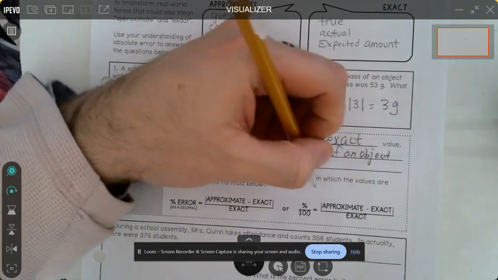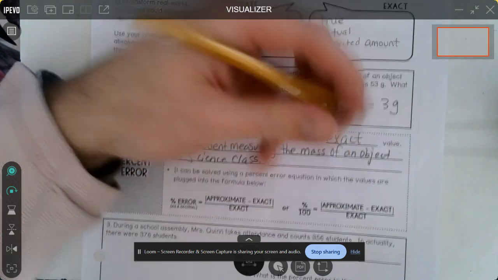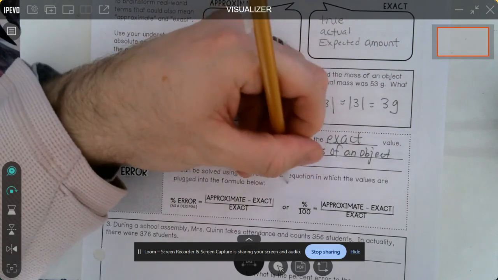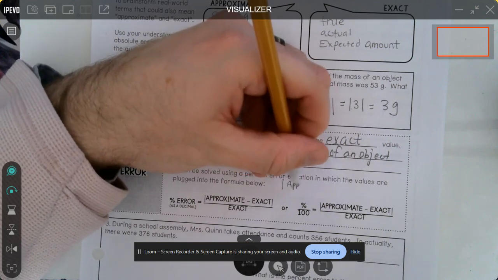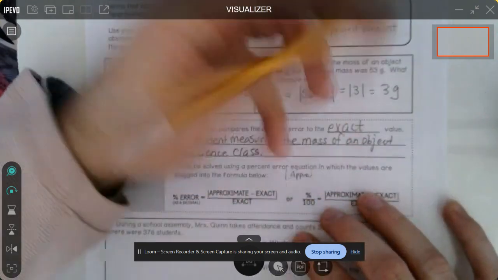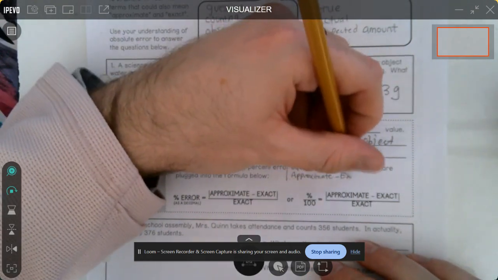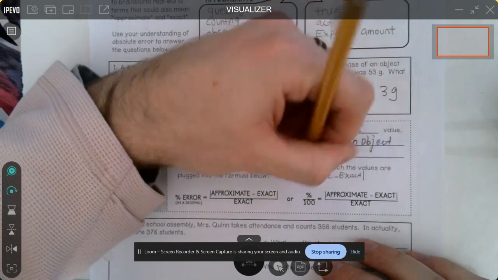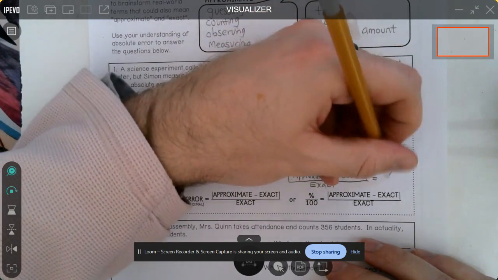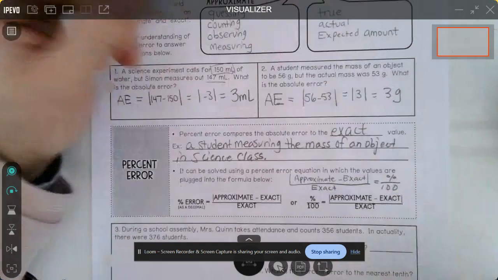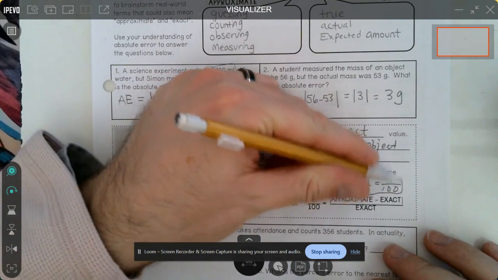Okay, so I want to rewrite this one, because we like to have the percent over 100 on the right side. So we're going to write this proportion as the absolute value of approximate, or actually, yeah, let's write approximate. If you want to shorten it as just A, that's fine. A minus exact divided by the exact equals percent over 100. This is going to be your friend here. This is the proportion that most of you are going to want to use.